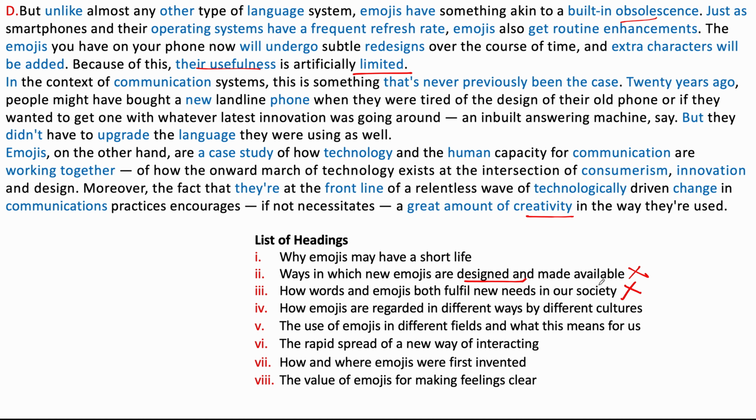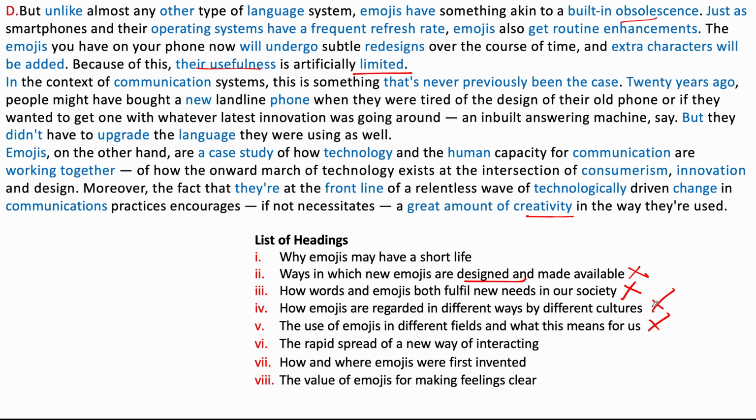Again, not the answer. The fourth heading is about different cultures. There is no mention of cultural differences or various groups of people and how they perceive emojis. The fifth section is the use of emojis in different fields. Technology and communication are discussed, but the focus is not on their use in specific fields. So, fifth is not the answer.